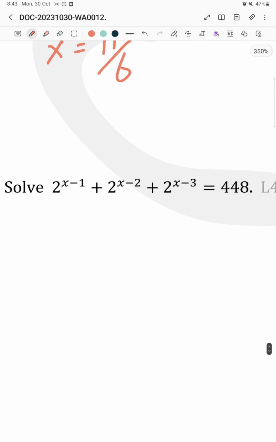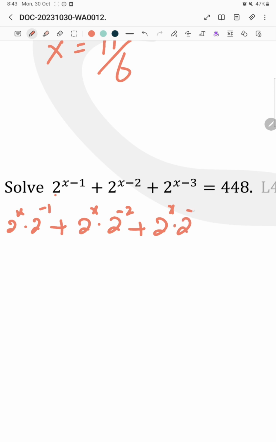Okay, so let's solve this question. We can just write this as 2 to the power x multiplied by 2 to the power minus 1, plus 2 to the power x multiplied by 2 to the power minus 2, plus 2 to the power x multiplied by 2 to the power minus 3. So it can be written like this.